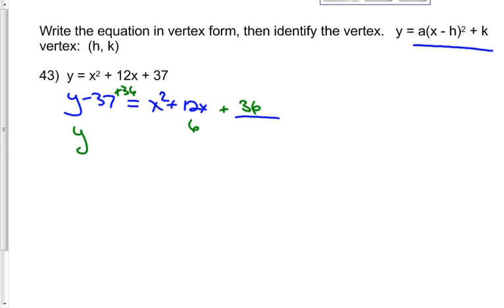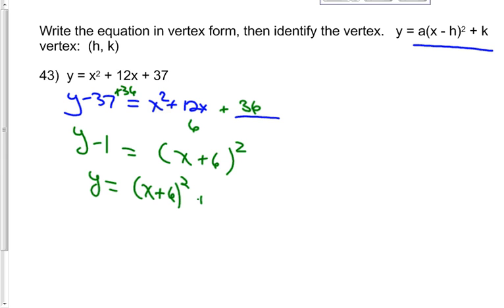Now what I've got is y minus 1 equals, and I can do my factoring, use your half the b term, (x plus 6) squared, and all I have to do is move the 1 back over to the other side. And I have an equation that is correctly written in vertex form, and I can now identify the vertex. Opposite from the inside, negative 6, comma 1. So my vertex form equation, y equals (x plus 6) squared plus 1, gives me a vertex of h, k as negative 6 and 1.